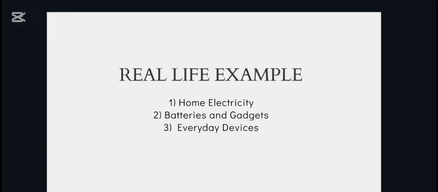Now we pass to real life examples. Home electricity is one of the basic examples I can give you. Also batteries and gadgets and everyday devices like television, cell phone, computers, all need electricity, and all are governed by Ohm's law.